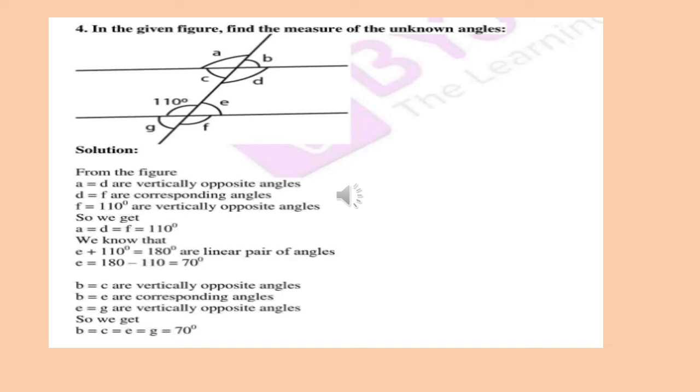Now we know that angle E plus 110 is equal to 180 degrees because they are linear pair of angles. Therefore, angle E is equal to 180 minus 110, which is 70 degrees. Angle B is equal to angle C because they are vertically opposite angles. Angle B is equal to angle E because they are corresponding angles. And angle E is equal to angle G because they are vertically opposite angles. So we get angle B is equal to angle C is equal to angle E is equal to angle G, which is 70 degrees.